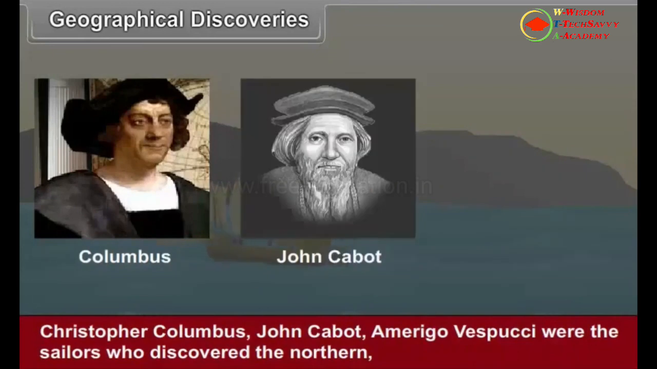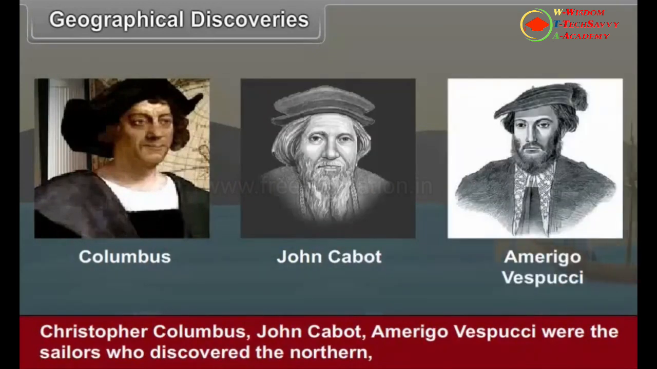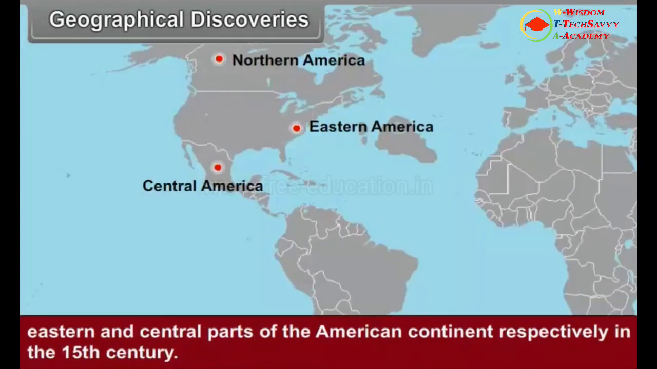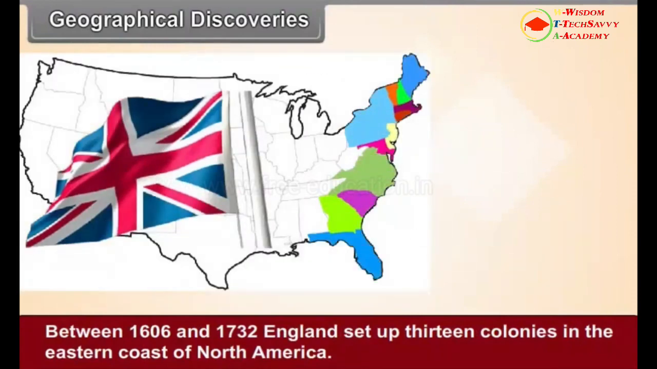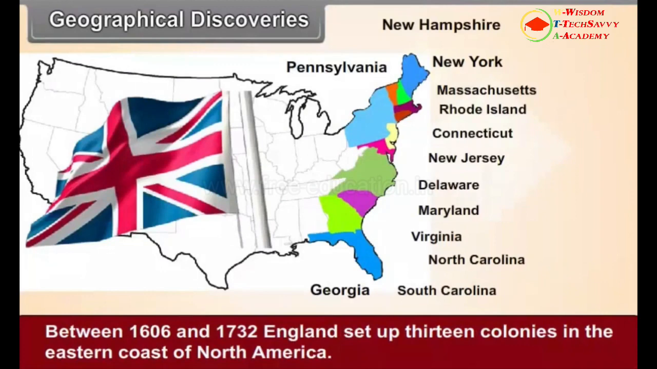Christopher Columbus, John Cabot, and Amerigo Vespucci were the sailors who discovered the northern, eastern, and central parts of the American continent respectively in the 15th century. Between 1606 and 1732, England set up 13 colonies on the eastern coast of North America. Vasco da Gama found the sea route to India. Ferdinand Magellan, the Portuguese sailor, was the first to circumnavigate the earth, but he was killed during his voyage. Nevertheless, his companions completed the dream project of Magellan.